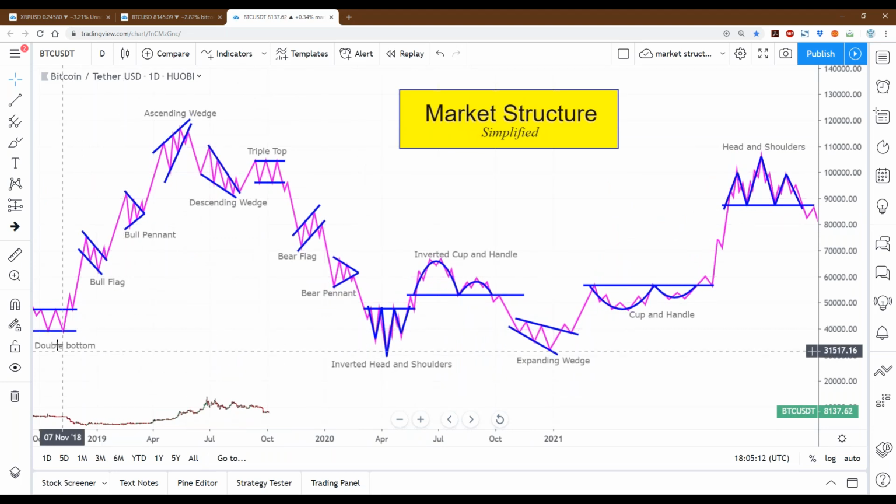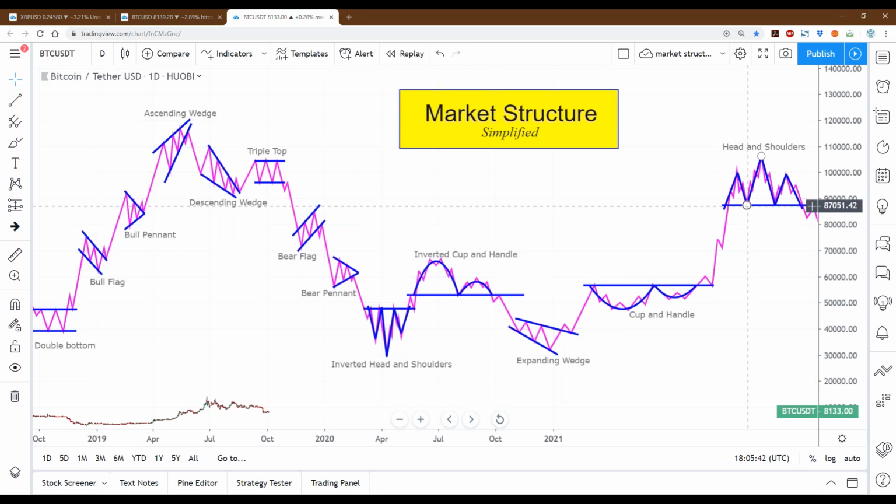You can start from the left and see a double bottom. We'll see a bull flag. We'll see a bull pennant. We'll see an ascending triangle, a descending triangle, triple tops, bear flags, bear pennants, inverted head and shoulders, inverted cup and handle, expanding wedge, cup and handle, and head and shoulders. Okay. Now, you could cut these in half because you notice there's an inverted head and shoulders and a head and shoulders. One comes off an uptrend, the other comes off of a downtrend.